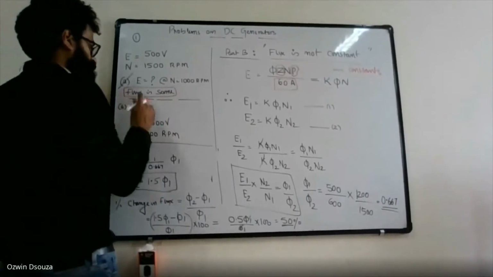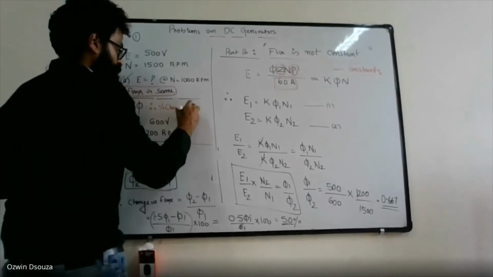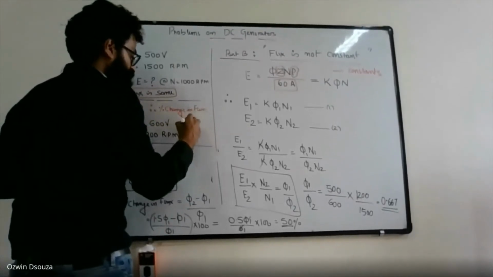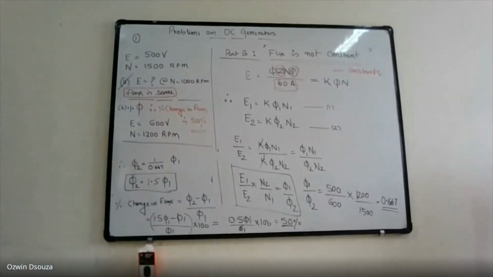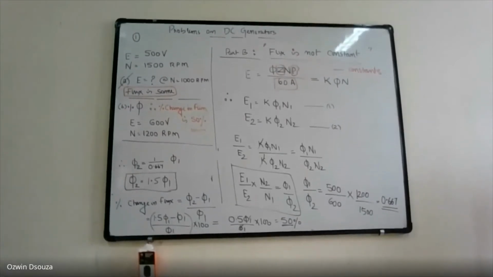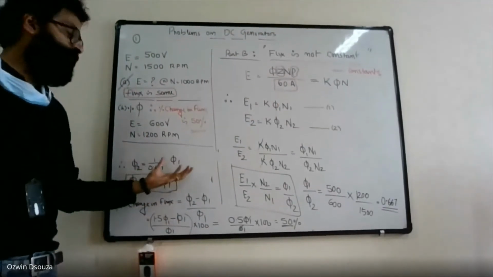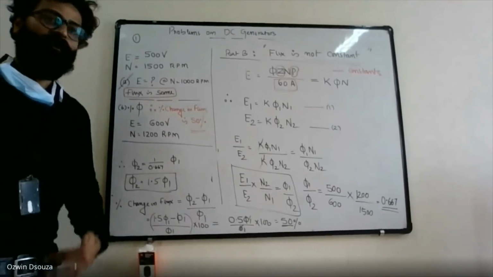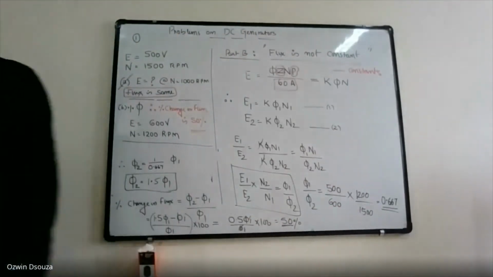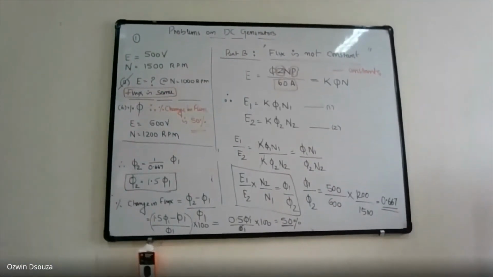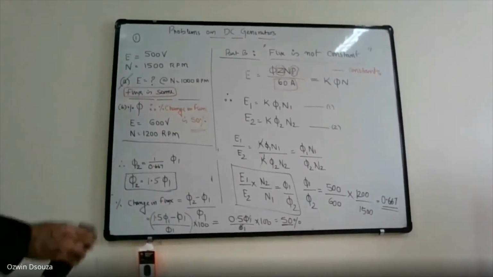So you can write, therefore, the percentage change in flux is 50%. In specific, the percentage increase in flux is 50%. So when your original flux phi 1 is increased by 50%, the EMF can be changed to 600 volts. That is what you understand, or the conclusion you can draw from this particular problem. Okay, so this is our problem number 2.